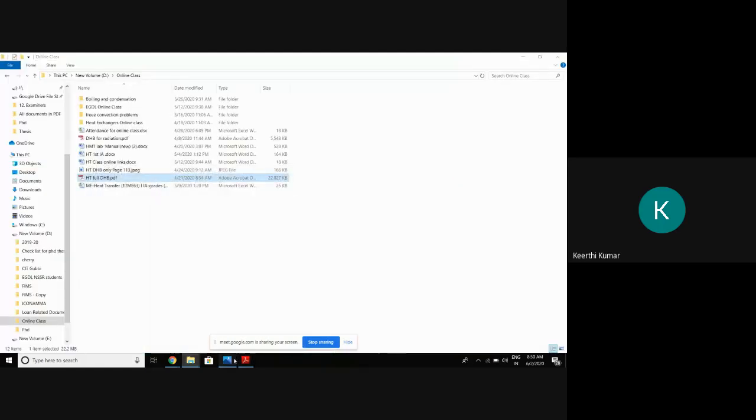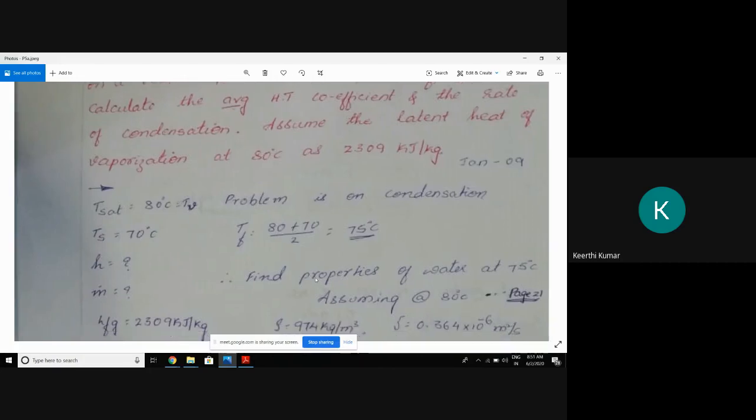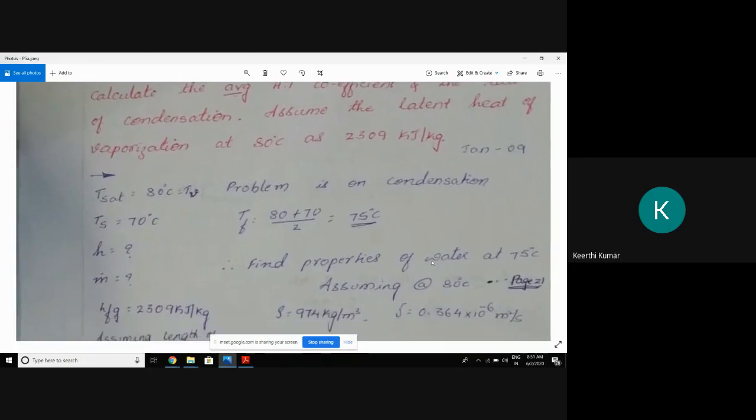Now in the problem, TV is 80, surface is 70. 80 plus 70 divided by 2. First you find this TF. So that's what I have done here. TF is equal to 80 plus 70 by 2, which will be equal to 75. Then, because this TF is 75, find the properties of, if it is steam, once it condenses it will become water. So I have written here water. Find the properties of water at 75 degrees centigrade.